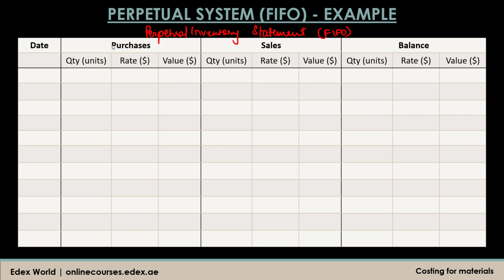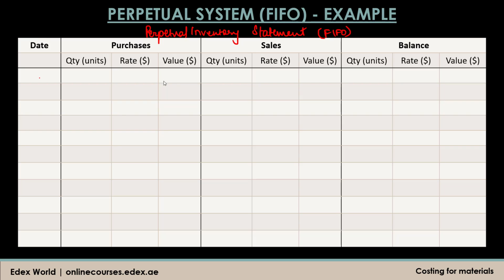So if you look at the columns of this format, the first column is the date column, where we will write the date of the transaction. The second column is the purchases column. If we are talking about finished goods, we can call this column purchases, but if this was raw materials, we can also term this column as receipts column. Under this broad purchases or receipts column, we have quantity, rate and value. So we'll write the quantities that are purchased or received, the rate at which they were received, and the value.